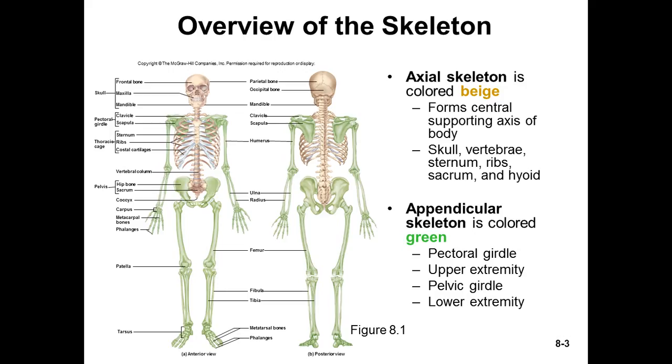The appendicular skeleton, on the other hand, is green. Appendicular simply means appendages, or your upper and your lower extremities, which consist of your bones of the upper arm, the humerus, the radius, the ulna, the carpal bones, your metacarpal bones, and your phalanges. You also have the pectoral girdle. There are three bones that form the pelvic girdle, the ilium, the ischium, and of course the pubis.